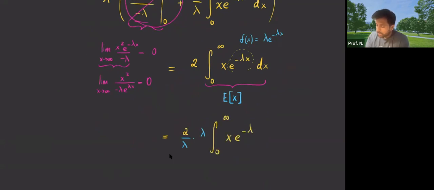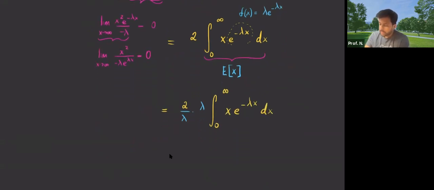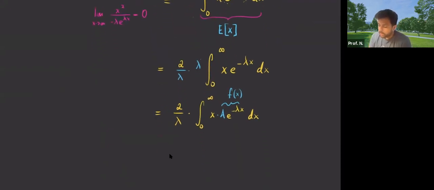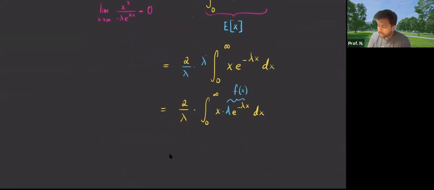Do you see what I'm doing here? I'm being a little sneaky because then I can put the lambda inside the integral and I get 2 over lambda times the integral from 0 to infinity of x times lambda e to the negative lambda x dx. So now this is the expected value. This is the probability density function of an exponentially distributed random variable. And I already know what this expected value is.